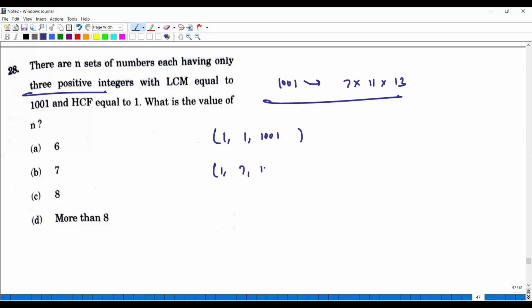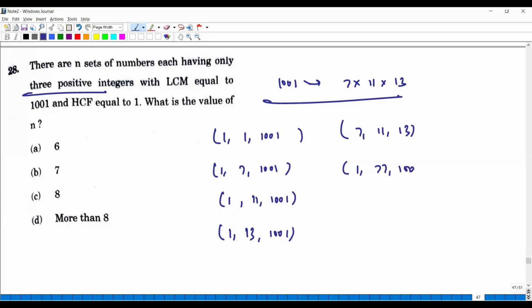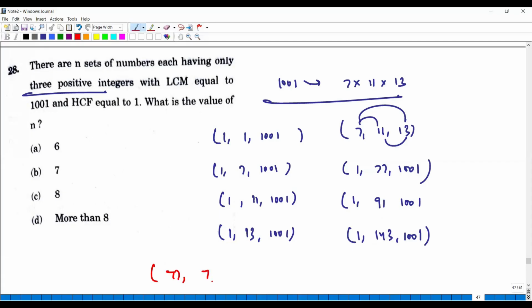I can take 1, 7, 1001. I can take 1, 11, 1001. I can take 1, 13, 1001. I can take 7, 11, 13. I can also take 1, 77, 1001. I can take 1, 91, 1001. I can take 1, 143, 1001. I can take multiple pairs. I can also take 77, 7, 13, because 1, 7, 11, 13. But they should not be common in all of them.